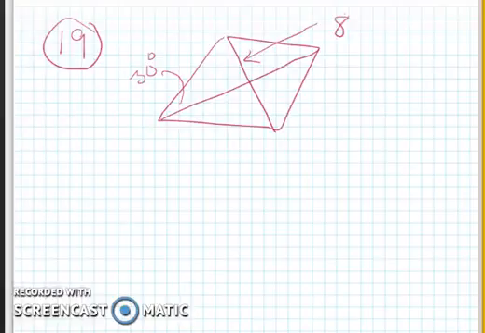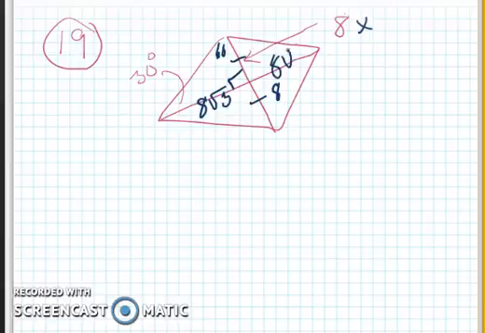Alright, this one's like 19 on your answer document or on your worksheet. Again, we have 90 degree. I'm going to denote that these are split, so 8 and 8. This is a special right triangle, so opposite 30 is the x, opposite the 60 right here is x rad 3, so that's going to be 8 rad 3, and this is going to be 8 rad 3.